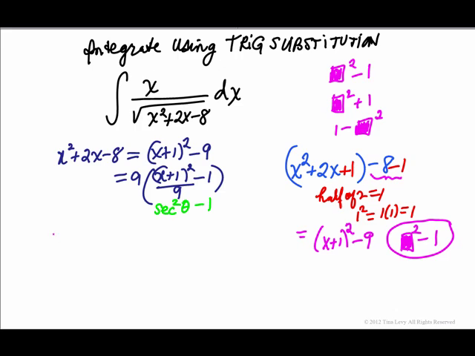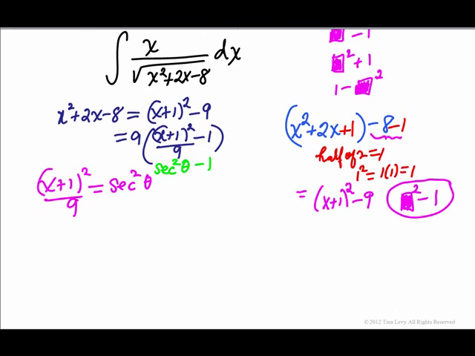So now I'm going to say x plus 1 squared over 9 is secant squared theta. Then I always take the square root. I get x plus 1 over 3 is secant theta. And now, once I have that, that is the step where I have the triangle. And we know that the secant of theta is hypotenuse over adjacent. So the hypotenuse is x plus 1, and the adjacent is 3.